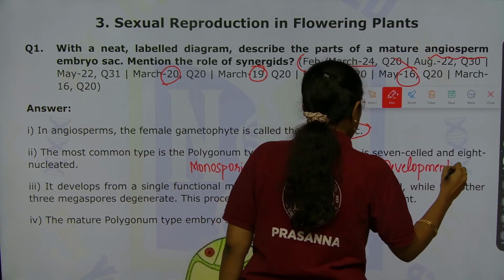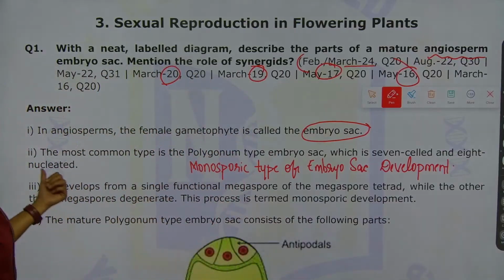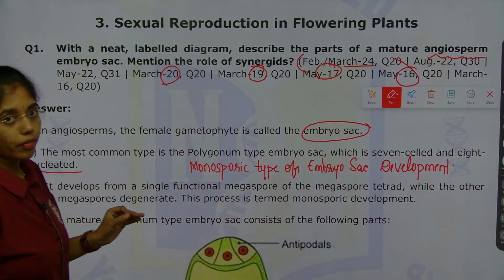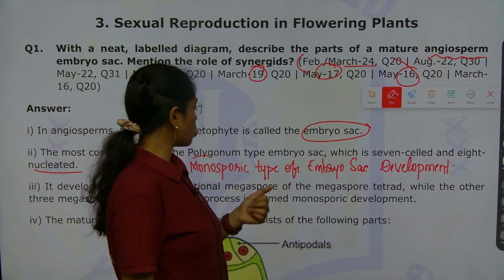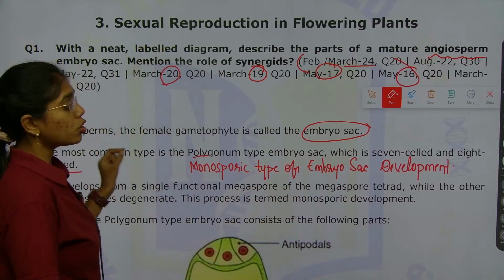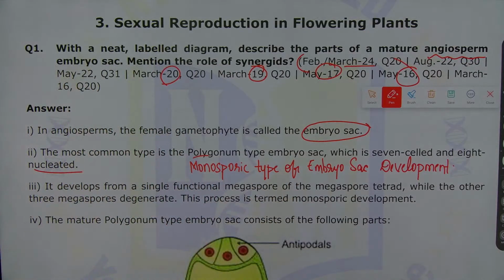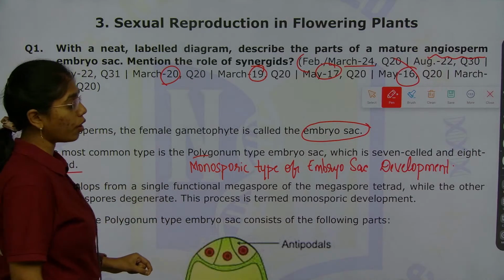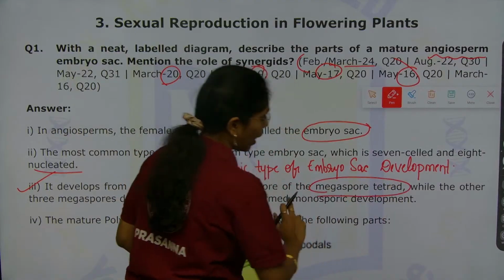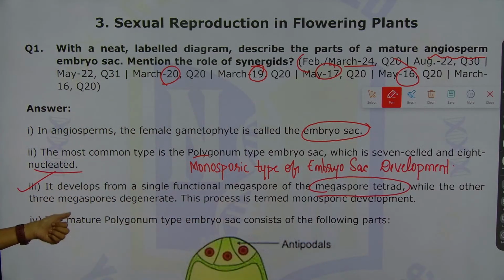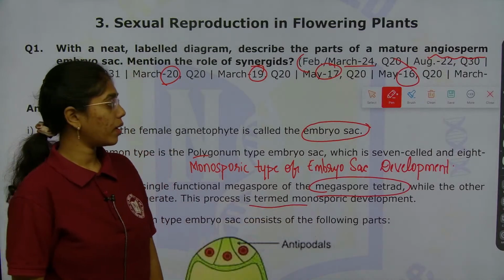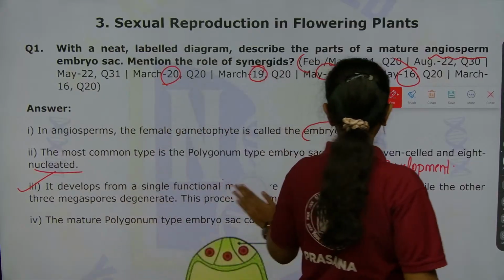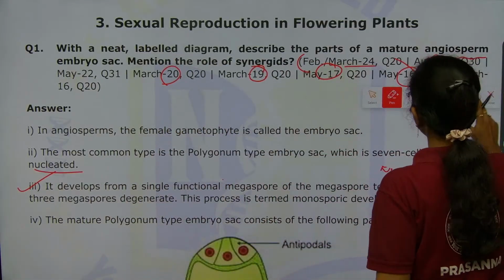Here you see, this is the 7-celled 8-nucleated condition. The most common type of embryo sac development is monosporic development, also known as polygonum type embryo sac. It has a 7-celled 8-nucleated condition. It develops from a single functional megaspore of the megaspore tetrad, with the other 3 megaspores degenerated. This process is termed monosporic development. For your better understanding, I will give you a diagrammatic representation.